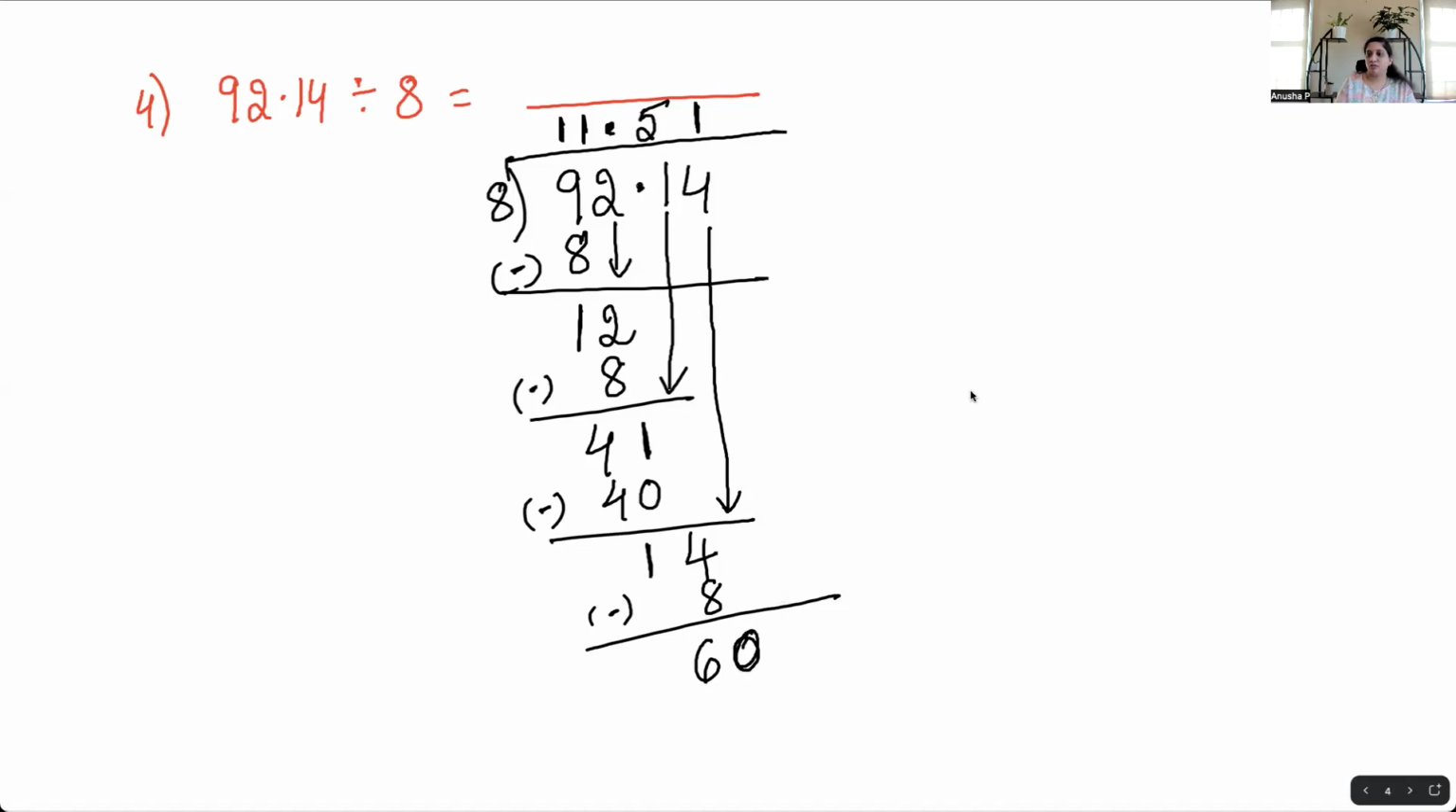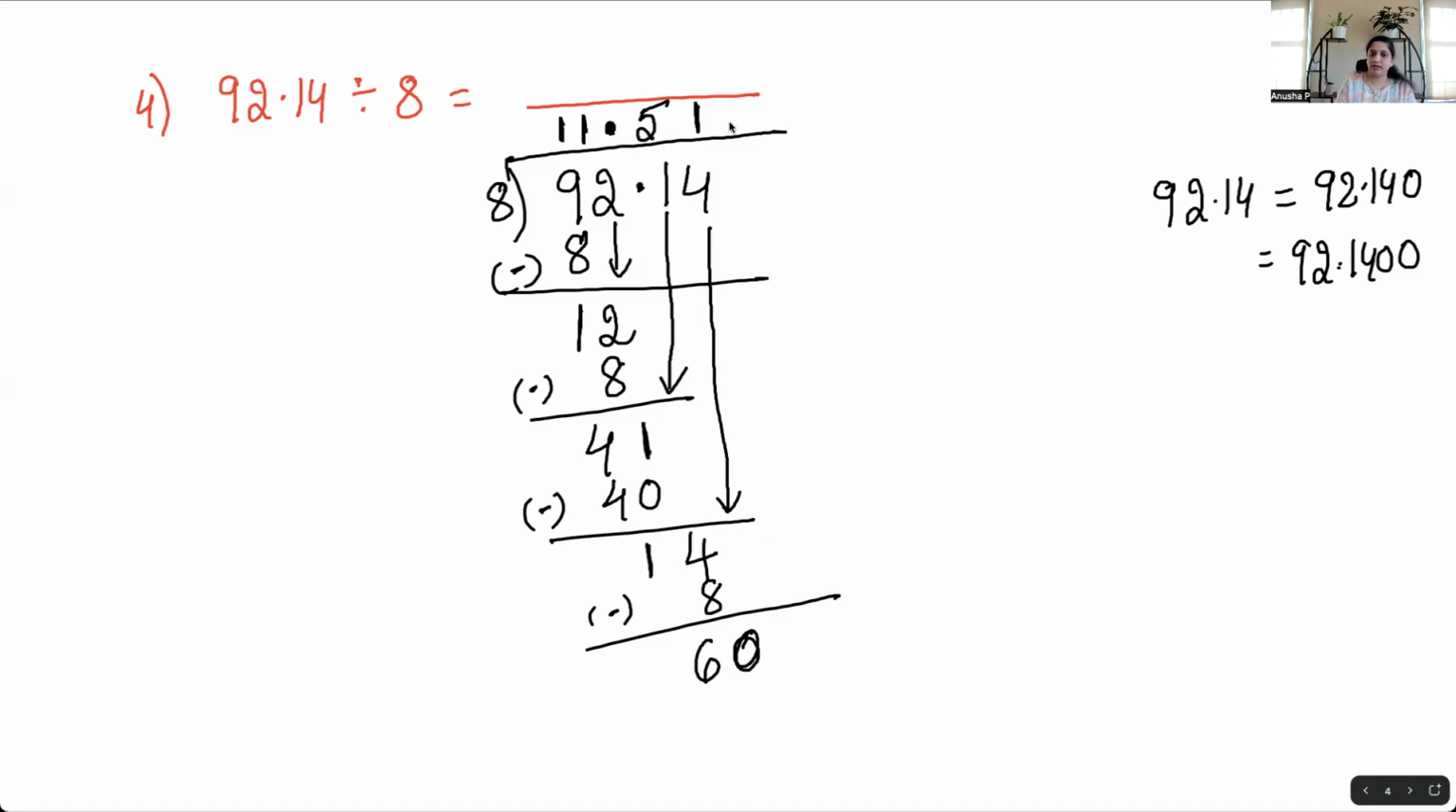You can ask me why you're bringing 0. See, 92.14 is also equal to 92.140, because if you add zeros at the end after the decimal point, they are equal to the regular 92.14, or we can write it as 92.1400. Okay.